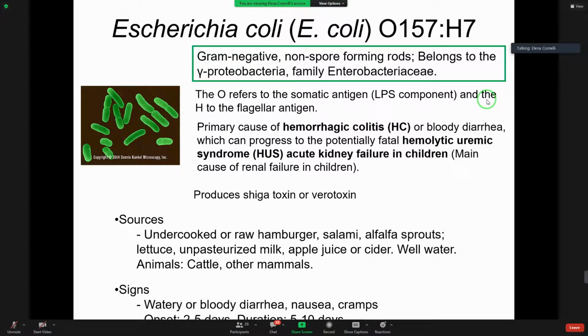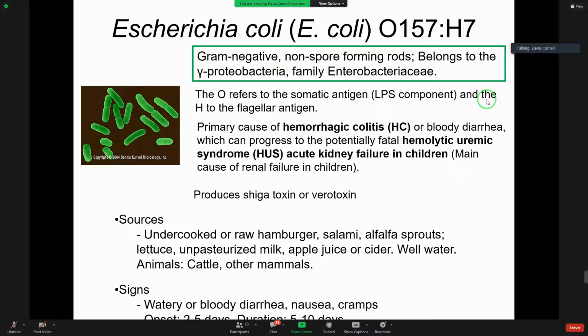Okay, it is a commensal, and it's also useful for intestinal tract homeostasis, because, for example, it suppresses the growth of harmful bacterial species and it produces vitamins. But there are a few strains of E. coli, like the O157:H7, which are pathogenic. So these numbers and letters refer to the type of antigen that they carry. Okay, so the O refers to the lipopolysaccharide component, and the H refers to the flagellar antigen.